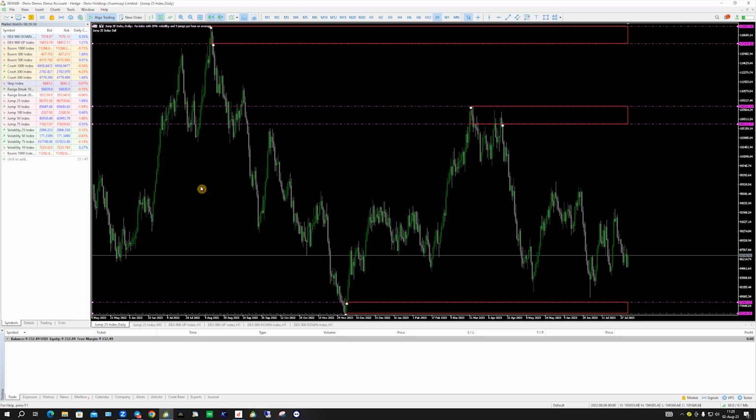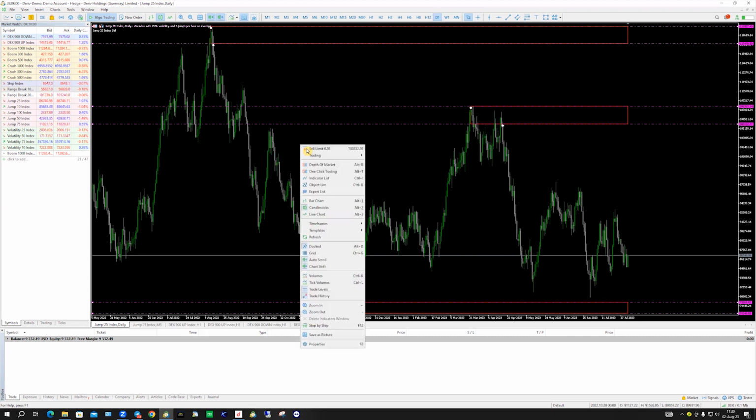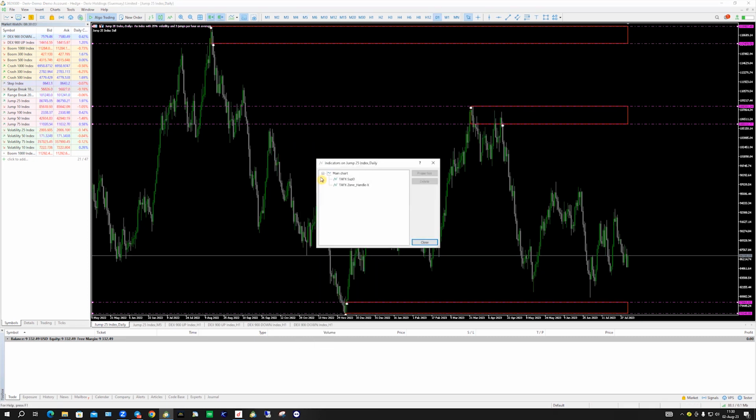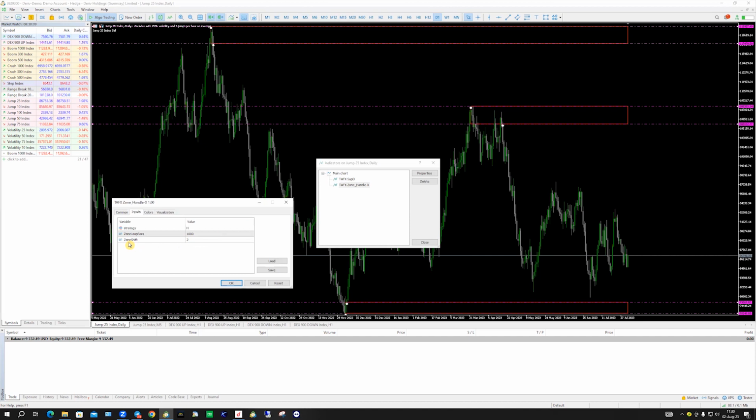Let me also explain something about this handle. Let me right click and go to indicators. We have the TFX zone handle X. Let me double click to open and see. In this TFX, now you will find that we have the shift, the zone shift, and we have set 2 by default. It is good to understand the meaning of this shift 2.